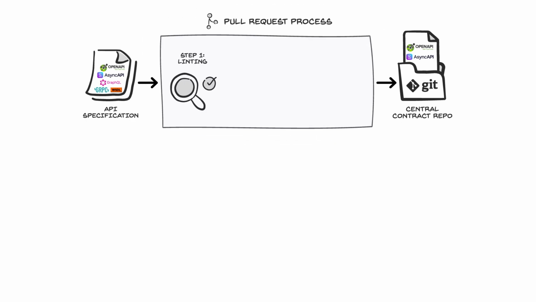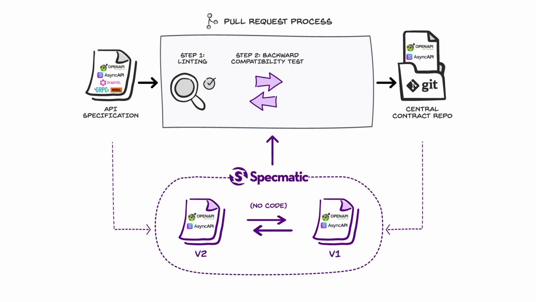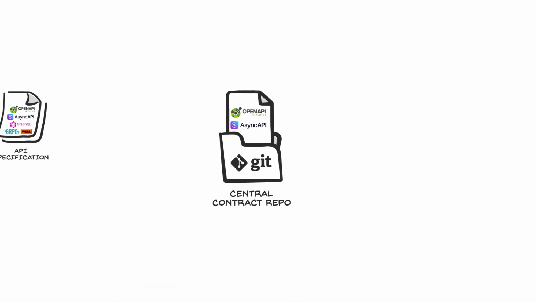Step 1, we do linting to make sure that the specifications are as per the standards. Step 2, we do a compatibility test to make sure we are not accidentally breaking backward compatibility. Step 3, we review and merge the updated spec in the repo. This will ensure the central contract repo always stays up to date.